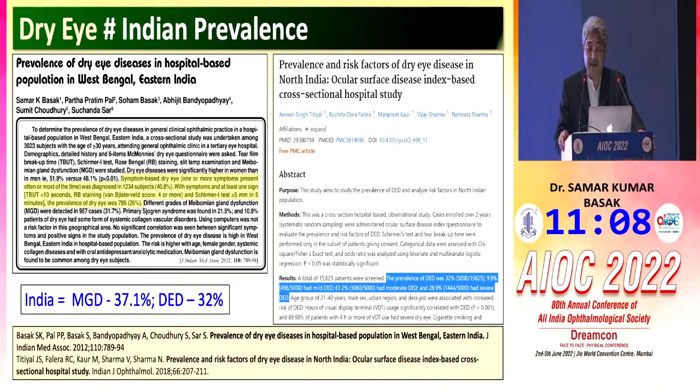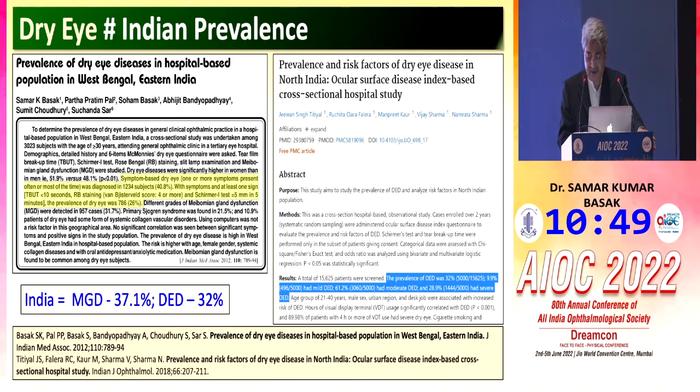If you see the Indian data, there are only 2 or 3 reports. One is from our center, where MGD is 37%, whereas dry eye disease is 32%, and one is from northern India where the prevalence is around 40%.